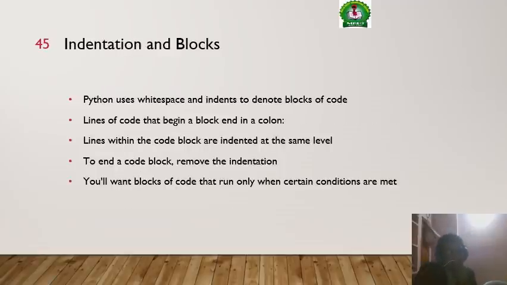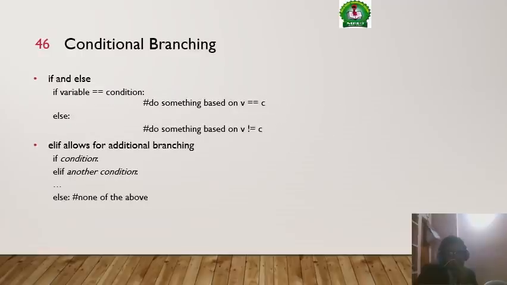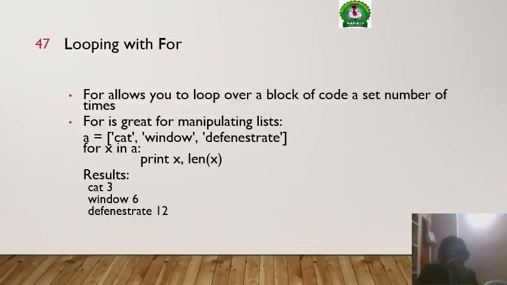Indentation and blocks. Python uses white space and indentation to denote blocks of code, and a line of code ends with a colon, and the indentation at the same level forms a code block. Conditional branching: if variable is equal to n, else if additional condition.